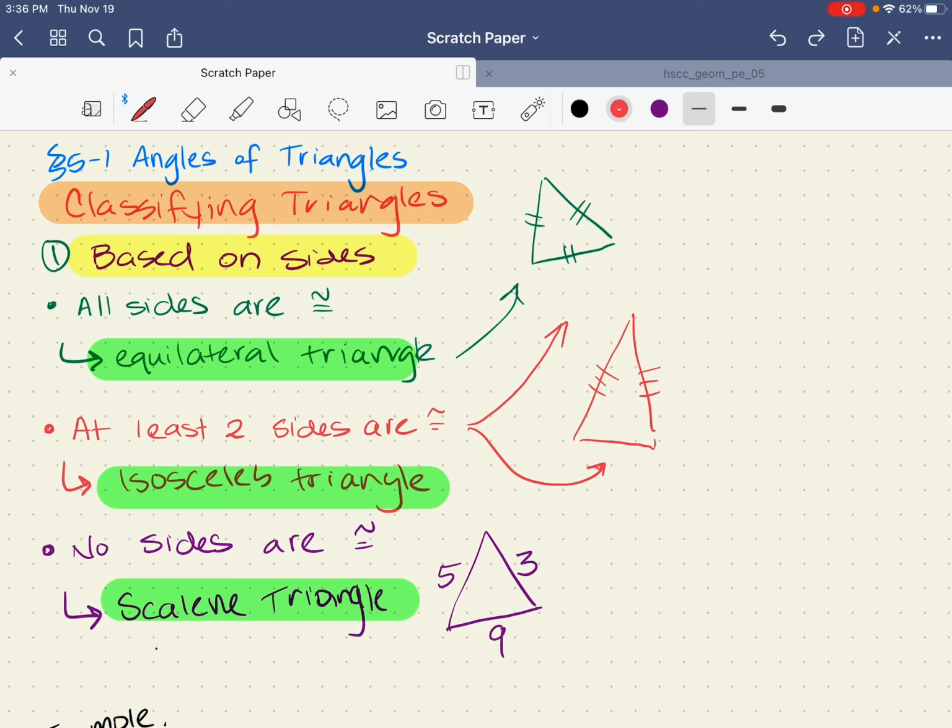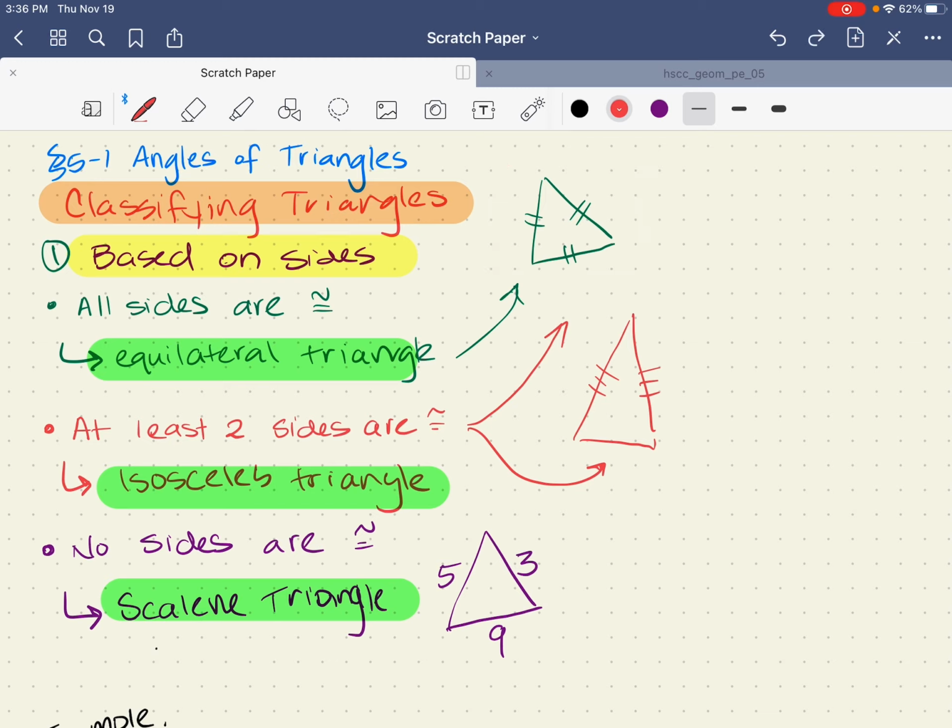Just to go over it real quickly one more time. Classifying triangles based upon their sides, there are three classifications that we have. We have the equilateral triangle right here, where all the sides are congruent to each other. We call that guy the equilateral.